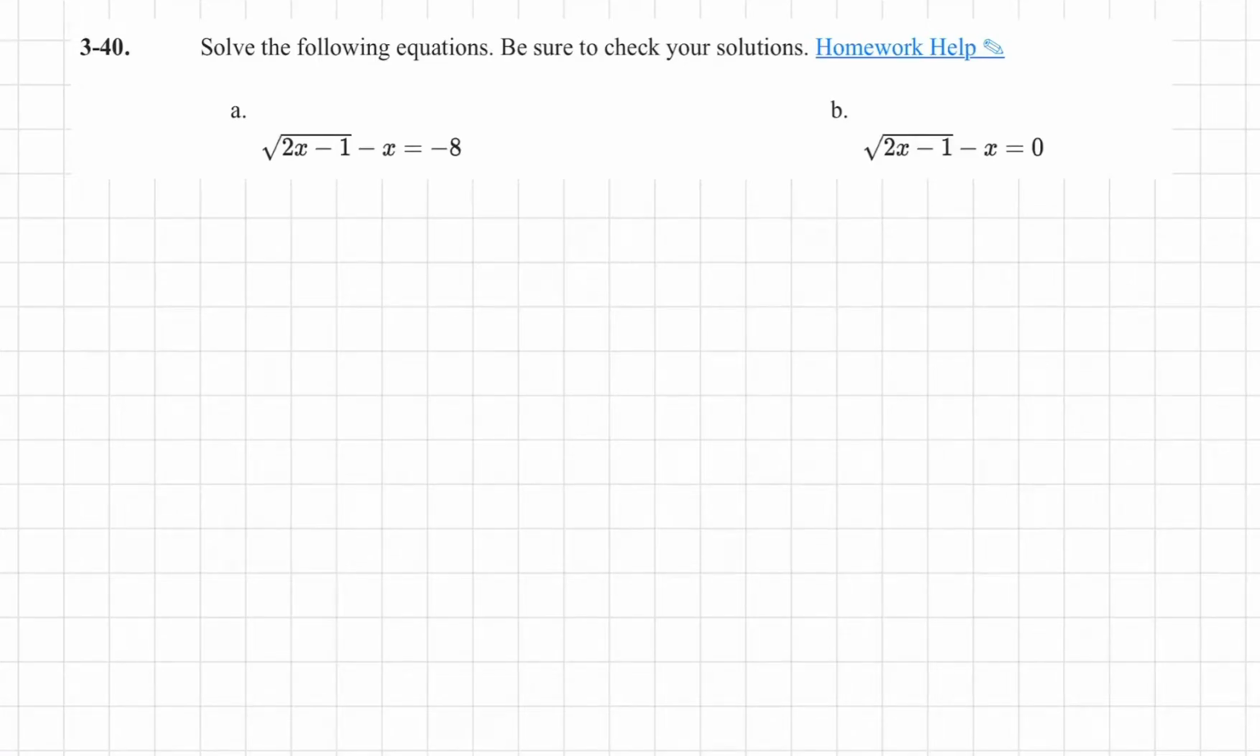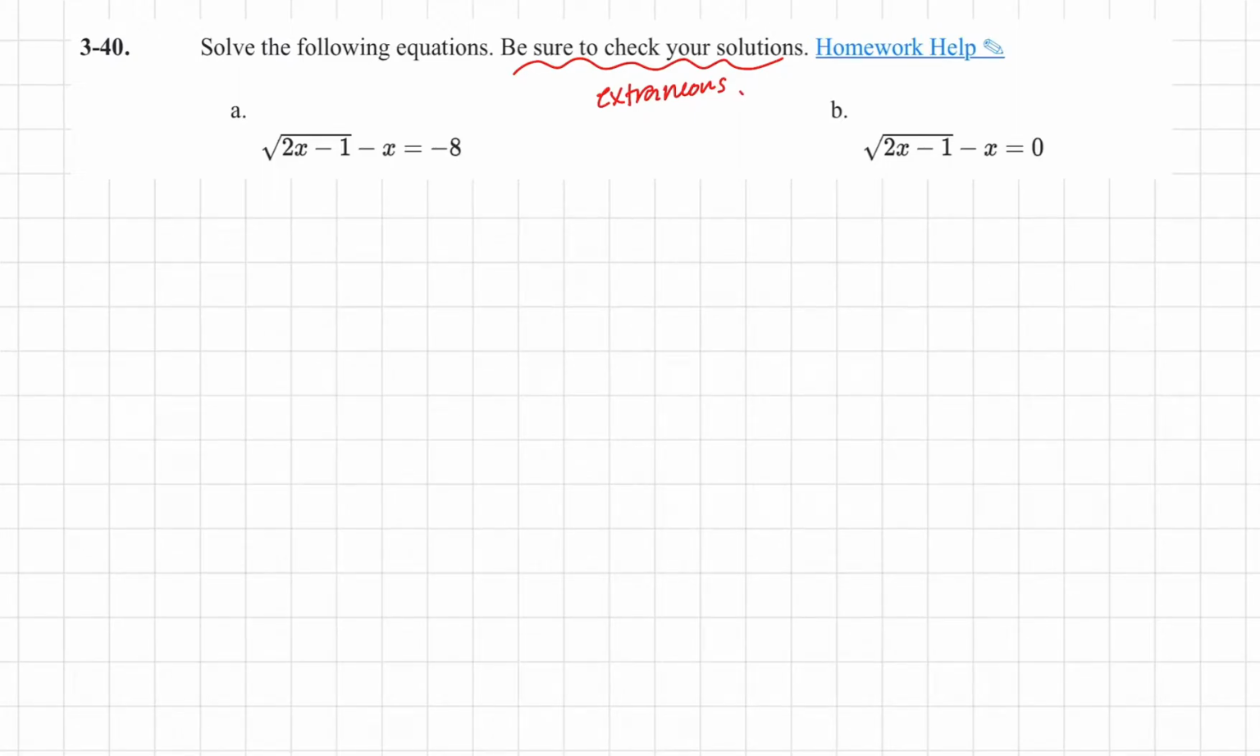All right, so I have another homework problem that's going to be from homework number 14 here. Number 40. You're asked to solve the two equations and check your solution. So another one of those with square root. So possibly, again, this one might have extraneous solutions. So we want to check for them. I'm going to do part A, and then you can try part B on your own.